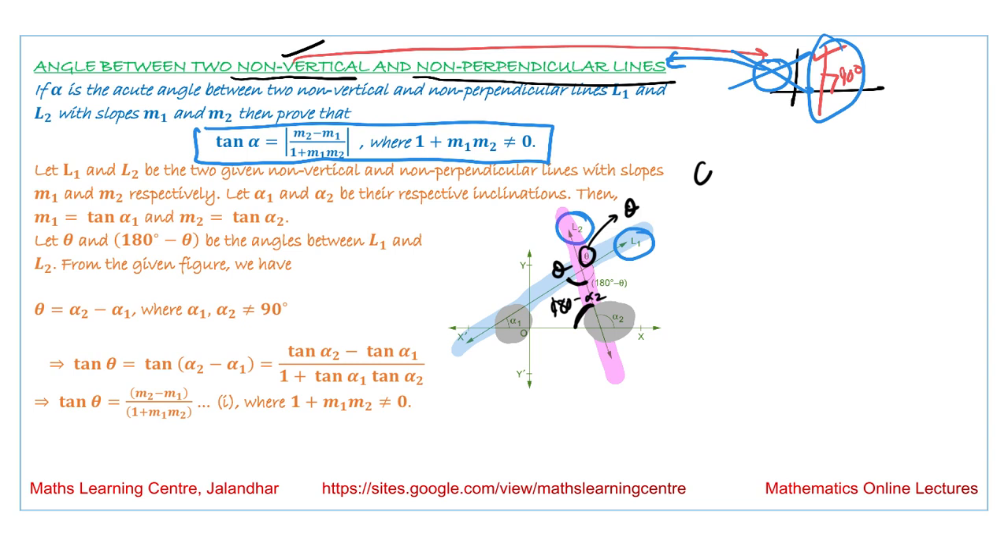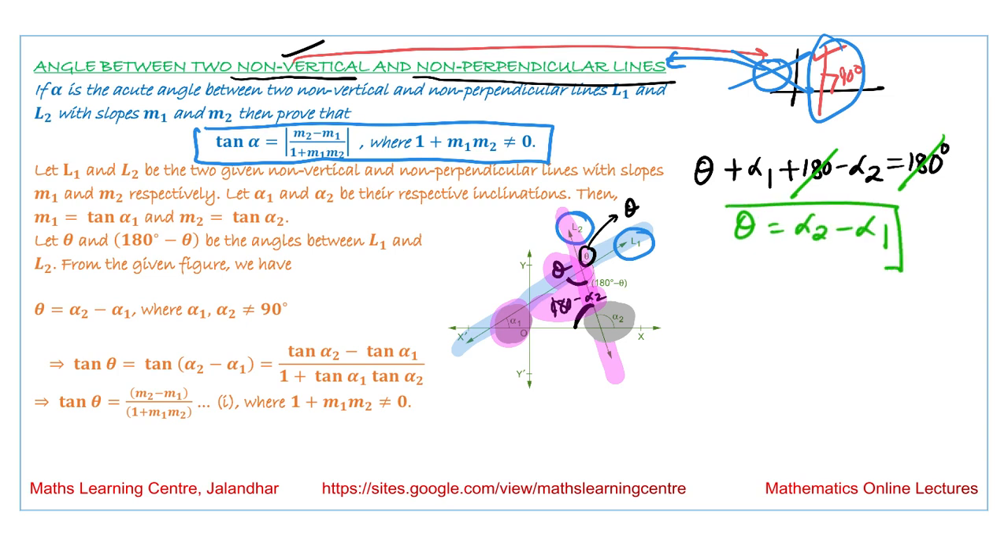So what we obtain from this is that theta plus alpha 1 plus 180 minus alpha 2 is equal to 180 degrees. These three angles we are talking about, theta, alpha 1, and 180 minus alpha 2, the sum of all these angles is 180 degrees. So this implies that the value of theta is equal to alpha 2 minus alpha 1, that is, the angle between these two lines is alpha 2 minus alpha 1.